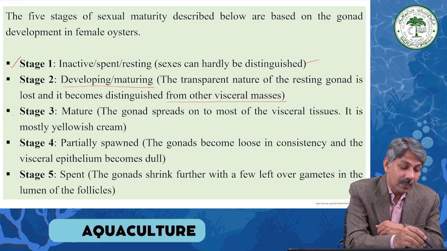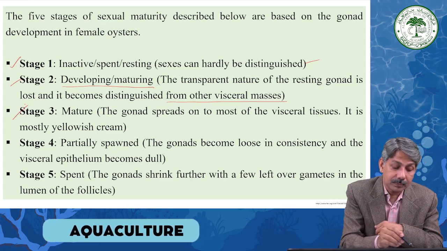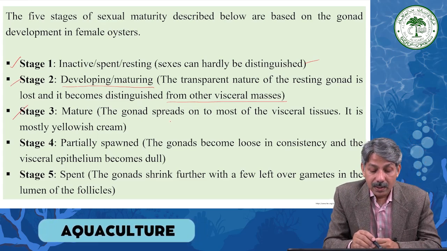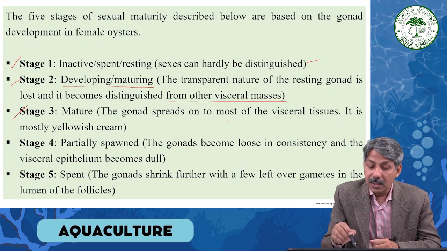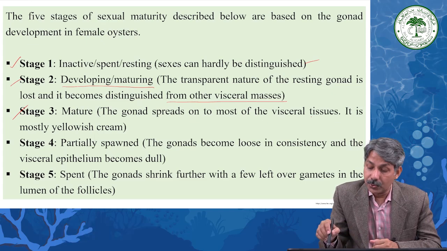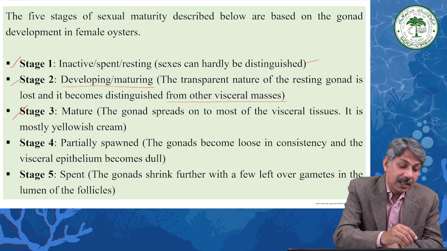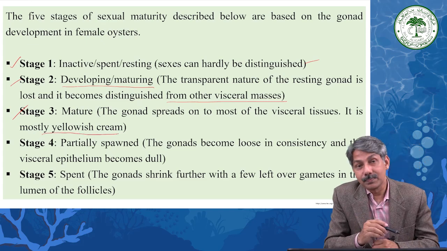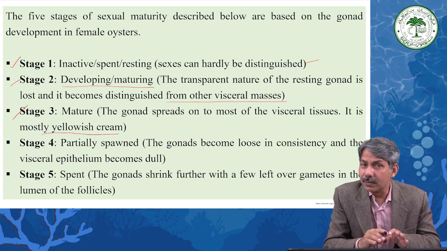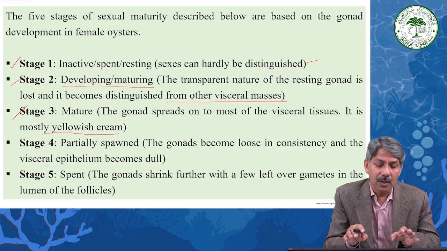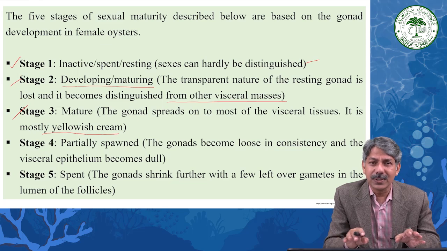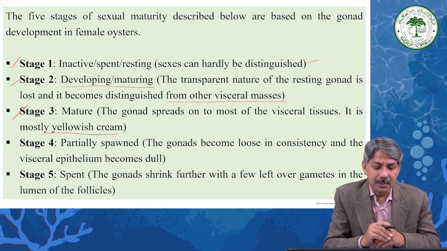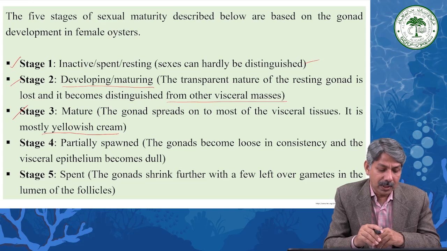Stage 3, mature stage, the gonad spreads on to most of the visceral tissues. It is mostly yellowish cream in color. So by now, when Pinctada fucata becomes mature, it becomes quite visible that gonads are maturing, and you can easily identify even by their color.